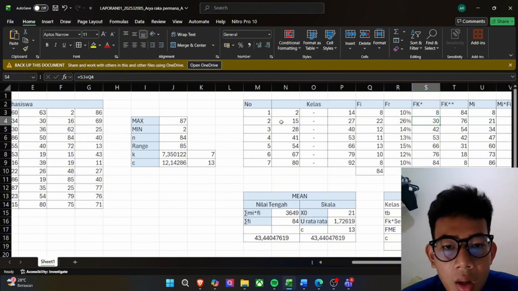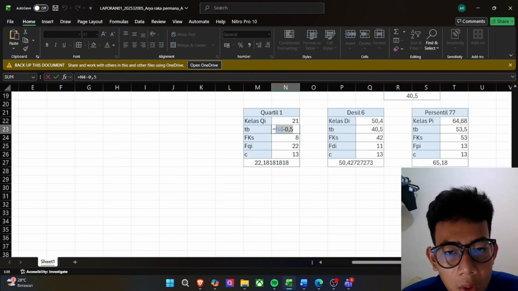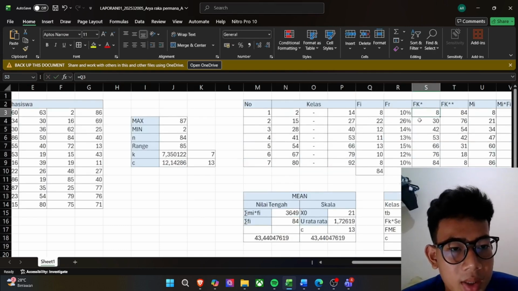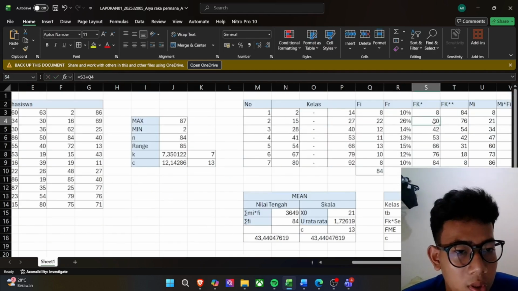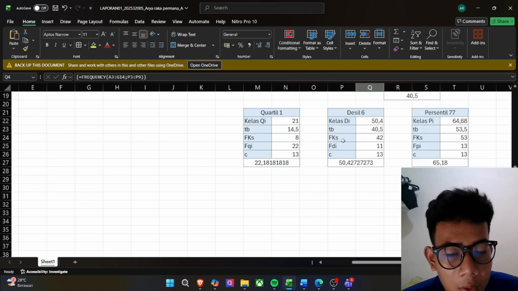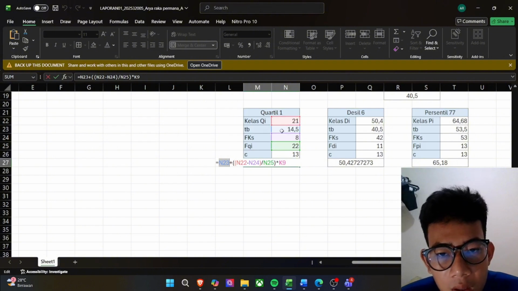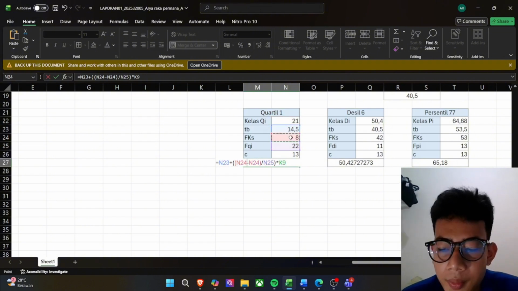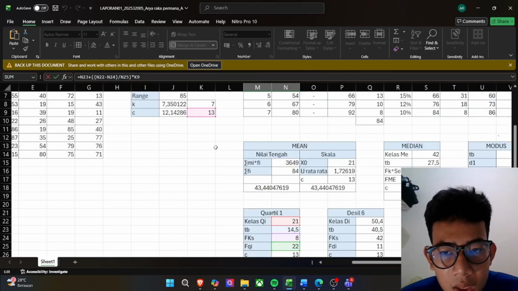We want to search from the real lower class, which is 15. The formula of the real lower class is the lower class minus 0.5. The frequency before that is 8, and the frequency of the quartile is 22. The class width is 13. The formula is the real lower class plus the class of the quartile minus the frequency before that, divided by the frequency of the quartile, times 13, the class width.